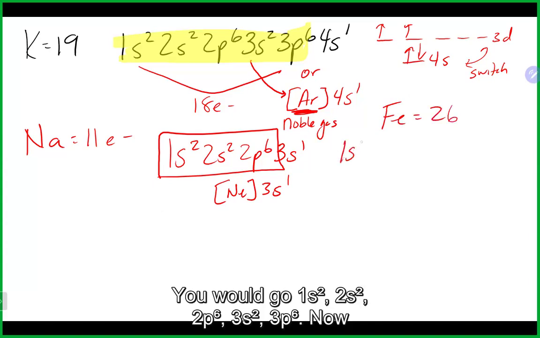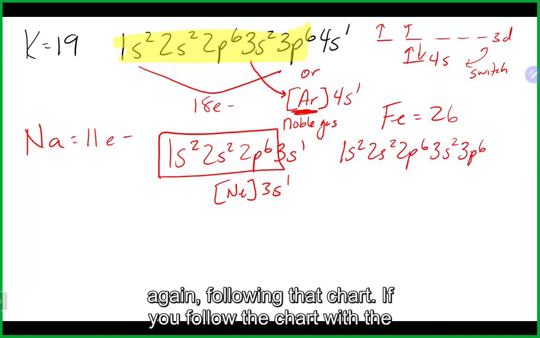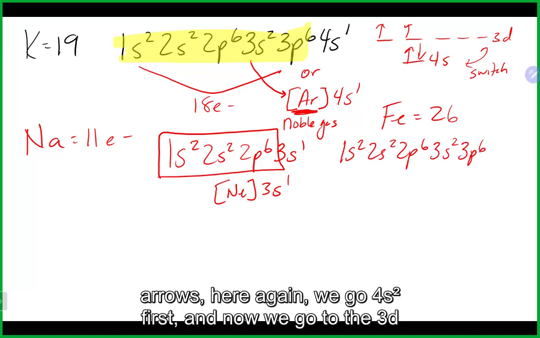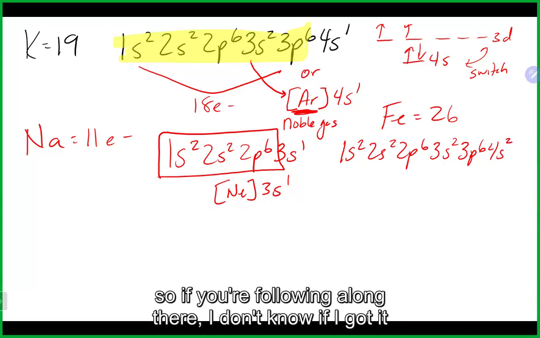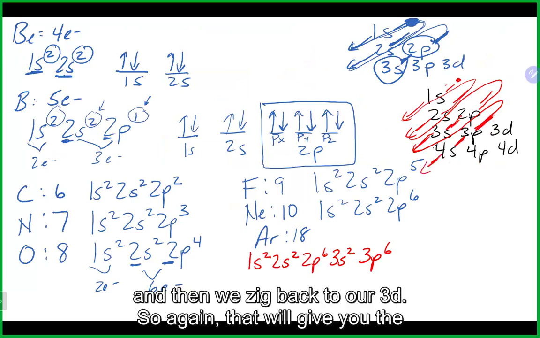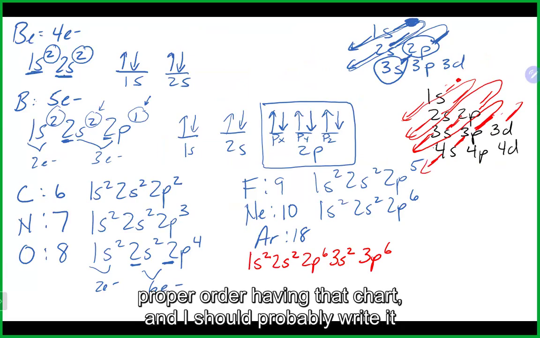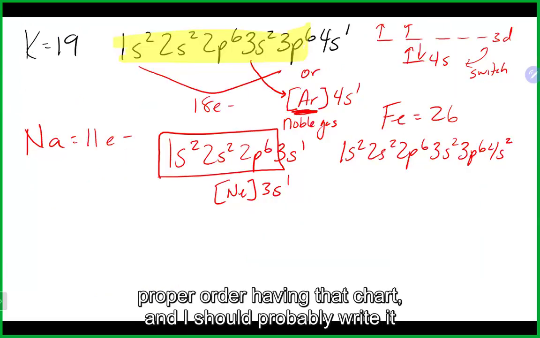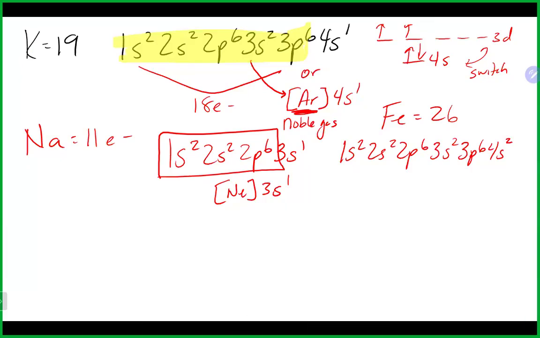just like if we were doing iron, which is 26. You would go 1s2, 2s2, 2p6, 3s2, 3p6. Now again, following that chart, if you follow the chart with the arrows, here again we go 4s2 first, and now we go to the 3d. So we come through here, 3p to 4s, and then we zig back to our 3d. So again, that will give you the proper order, having that chart.